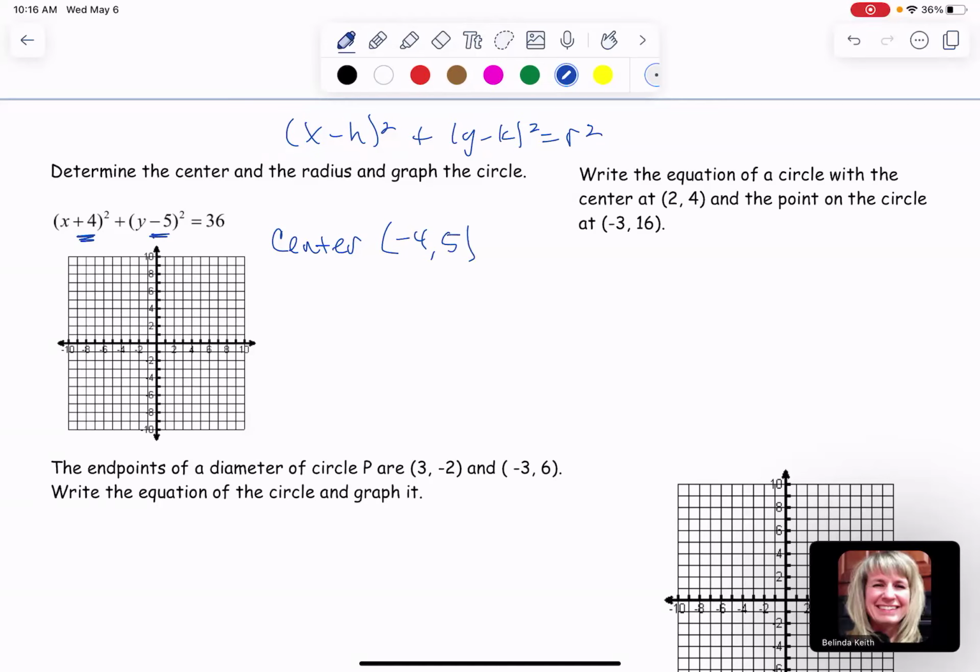So I'm going to plot that point. I know my radius, remember this is radius squared. So I know my radius is the square root of 36, which is 6. So from the center, I'm going to go out 6 units. I'm going to do it left, right, up, and down to get 4 good points.